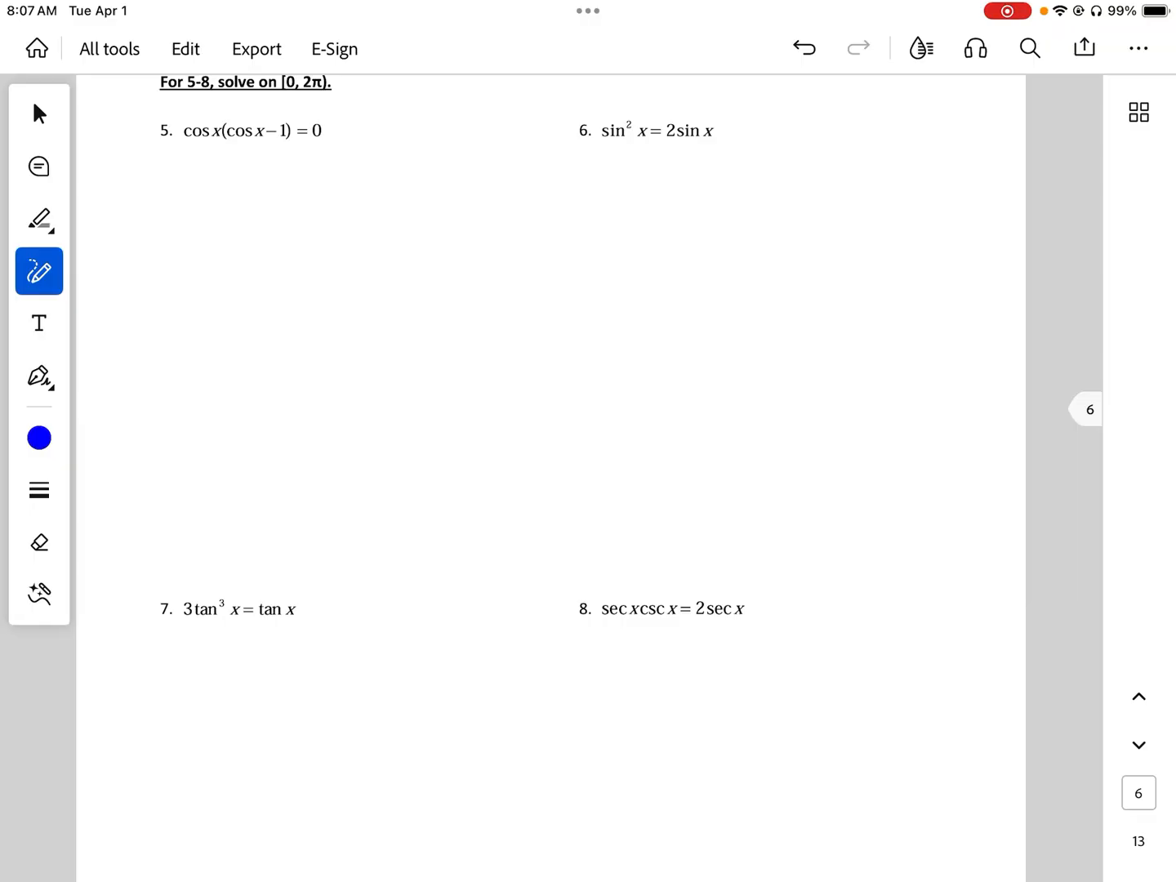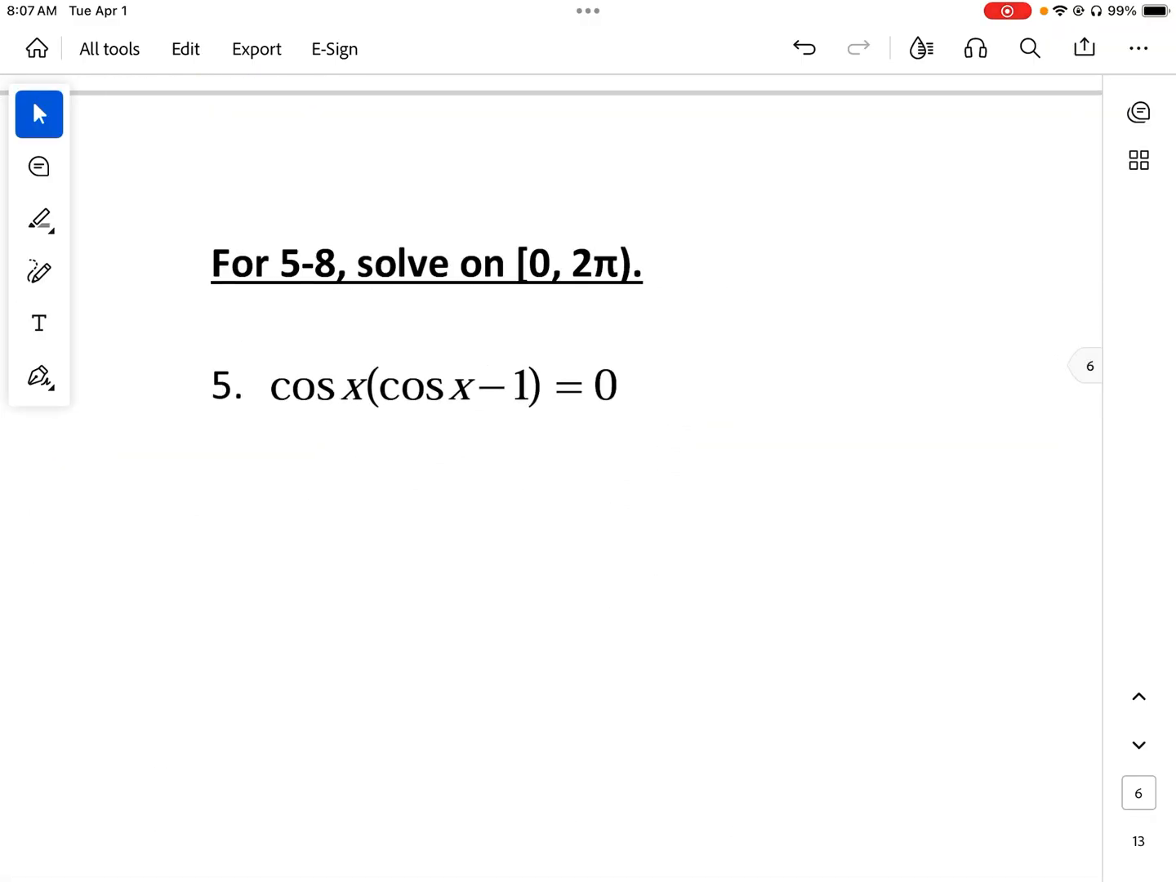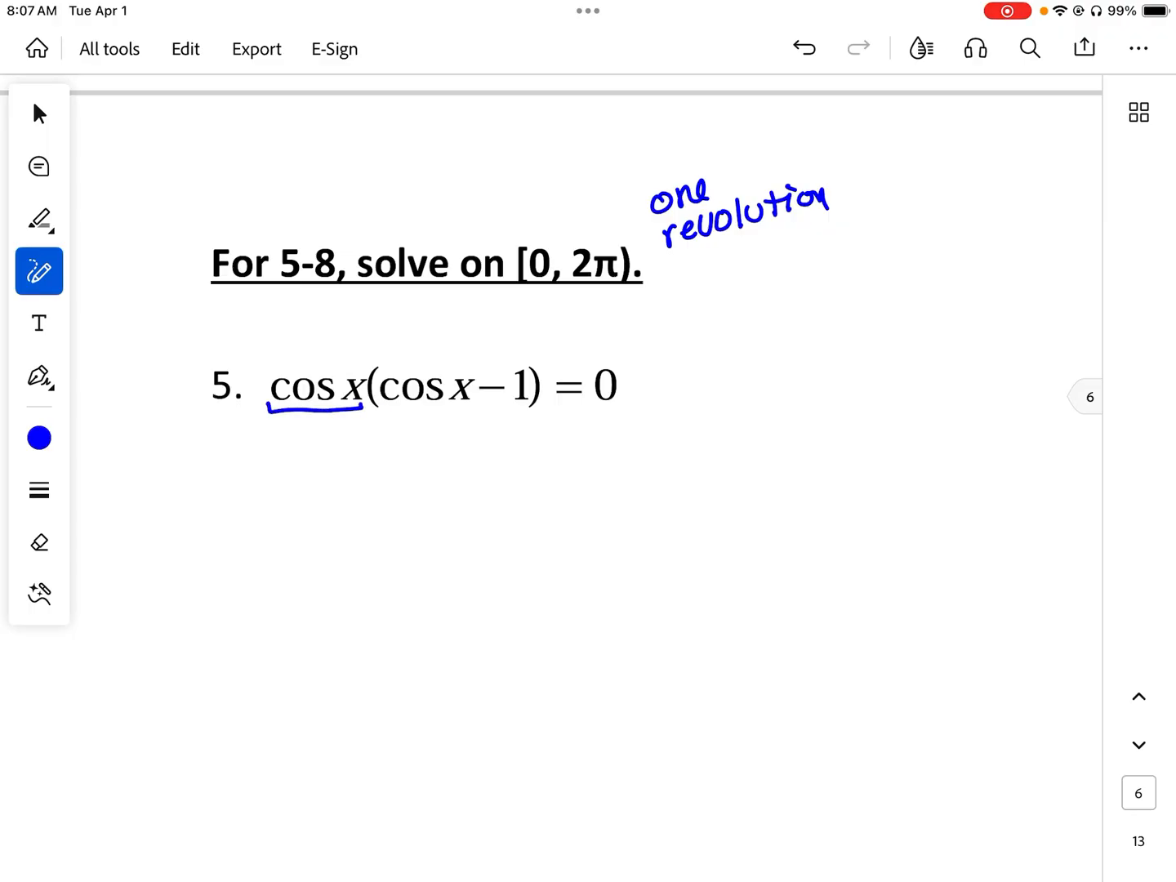Okay, so let's go to the next page. This says for 5 through 8, we are going to solve on 0 to 2 pi. So that just means one revolution. So we need to solve this. Well, this is already factored for us. So we're going to set this equal to 0 and this equal to 0. So cosine x equals 0, and cosine x minus 1 equals 0.